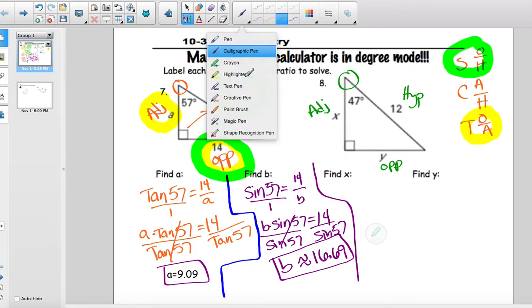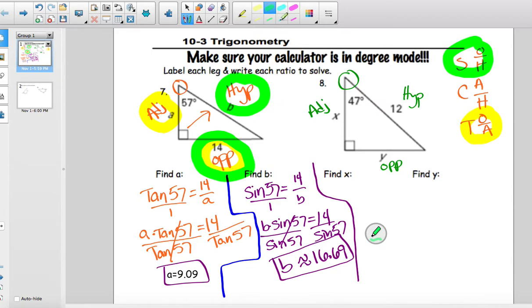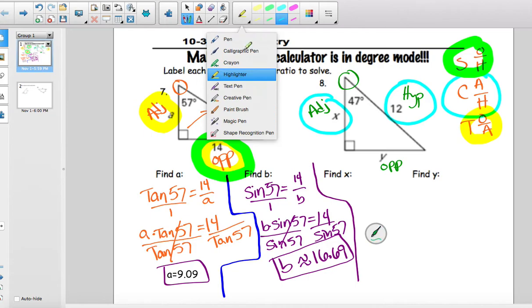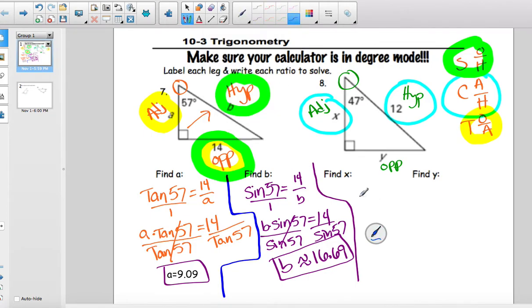Then think about what you want and what you have. I want X, I have this 12. This is adjacent and hypotenuse. Go over here to our trig functions. Which one uses adjacent and hypotenuse? Well, that would be the cosine function. So we're going to use the cosine function. So we're going to set up the cosine of our angle, which is 47, is equal to the adjacent over the hypotenuse. Put that over 1, cross multiply, and pause.